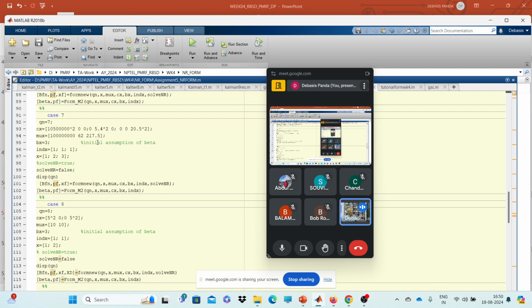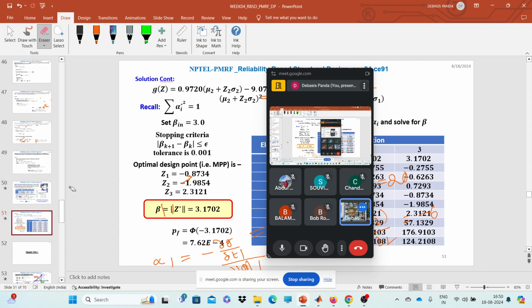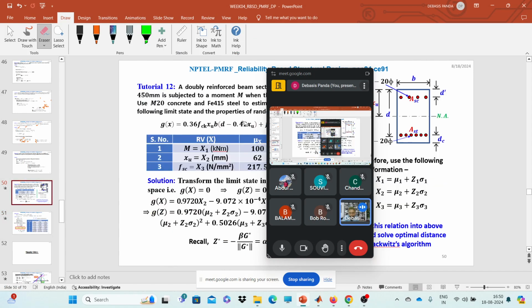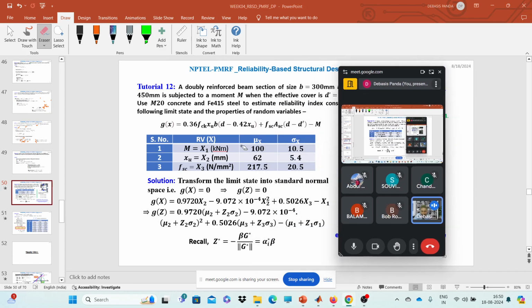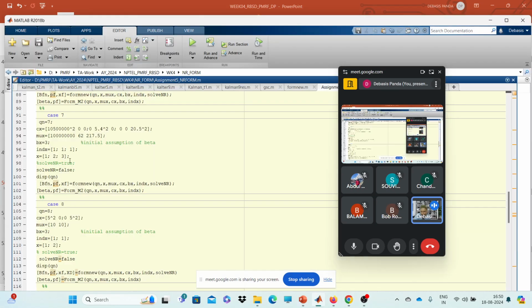This is not that WN plus problem. What you need to do, if you want to solve this problem, what is your WN plus beam problem? First you need to define that limit state function. You put all these values here in the limit state equation and you call that form function. You will get the value. So question number 7, again we will run it.